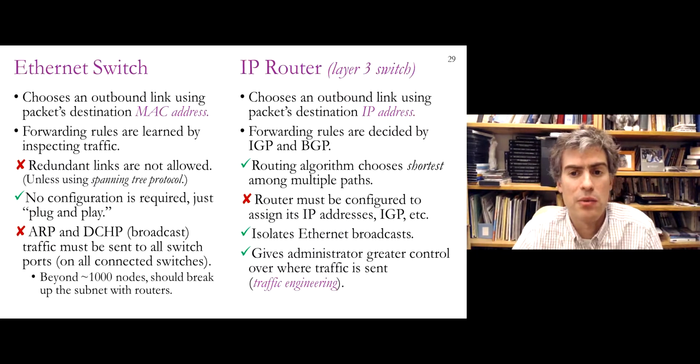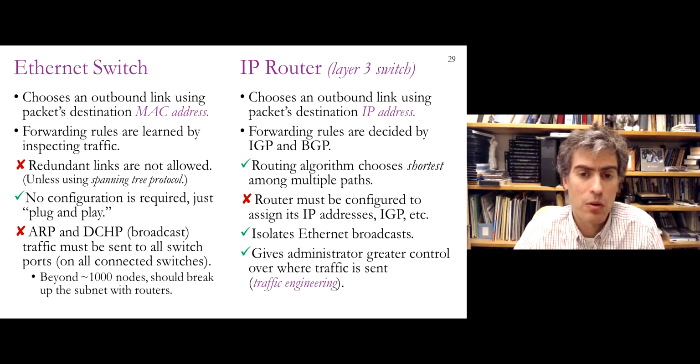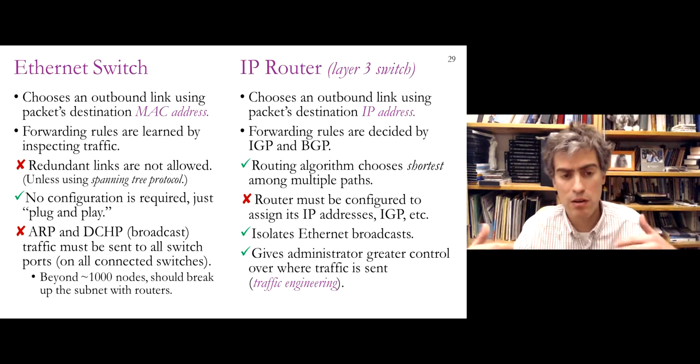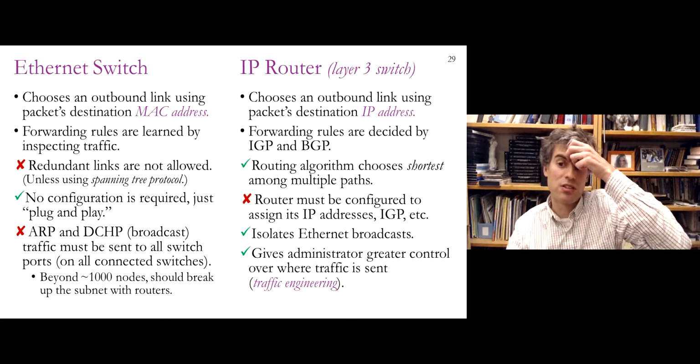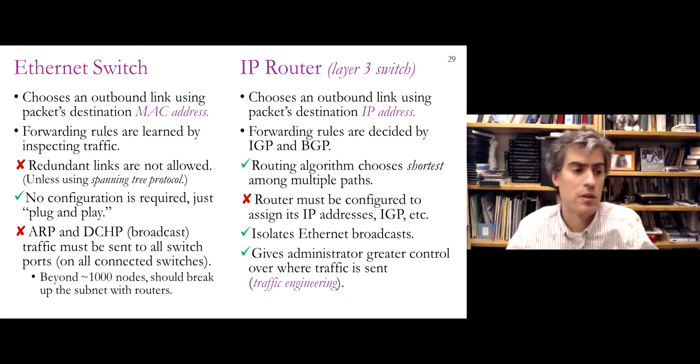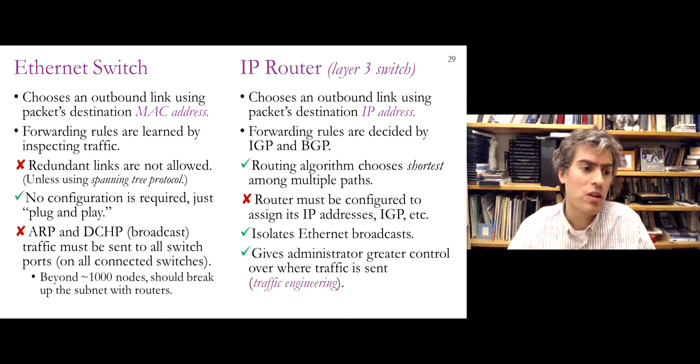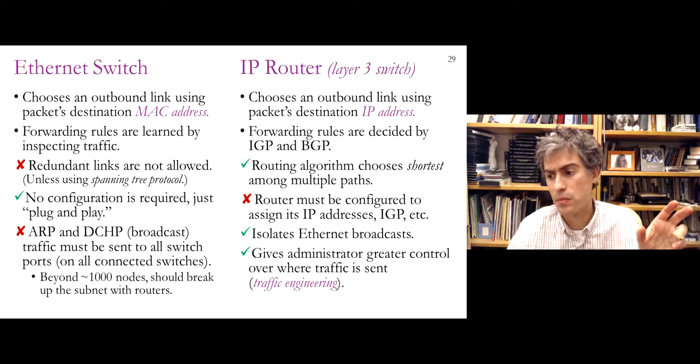There's an equivalent with layer 3 switches, IP routers, which is that we look at the IP address of the destination and check our forwarding table to determine the outbound link. So again, there's a different kind of address that's used, a different layer, but still we're using addresses to choose the outbound link. In Ethernet, we learn forwarding rules over time automatically by inspecting traffic. So in other words, where's traffic coming in?